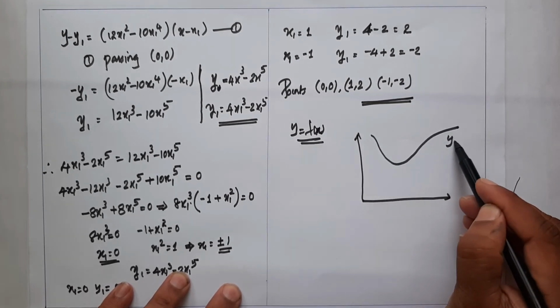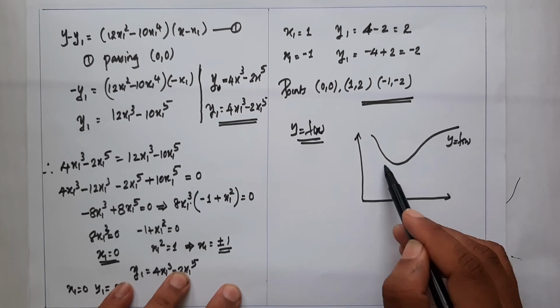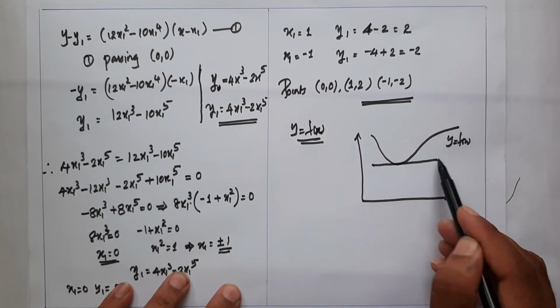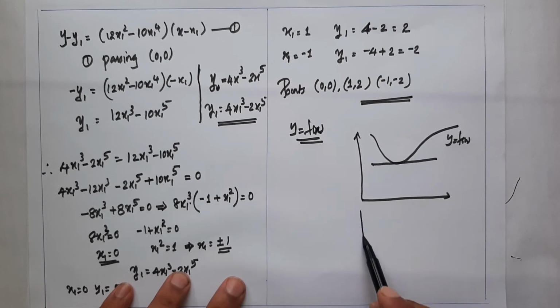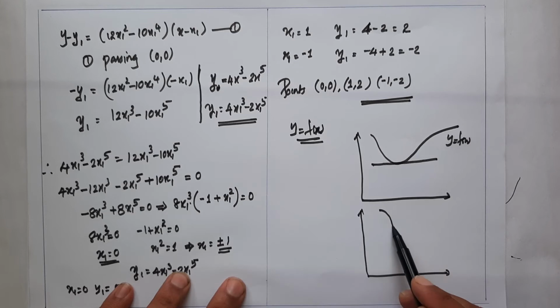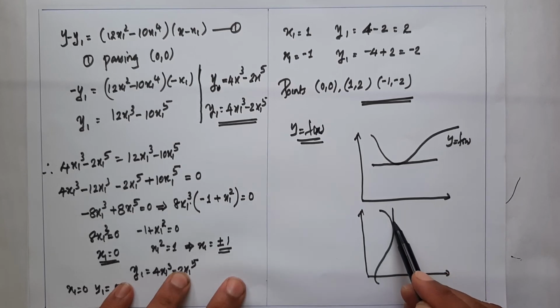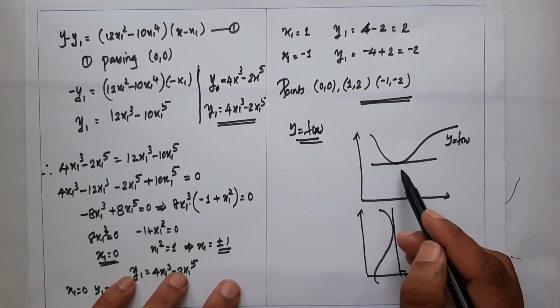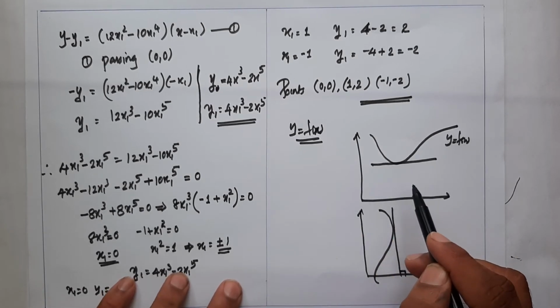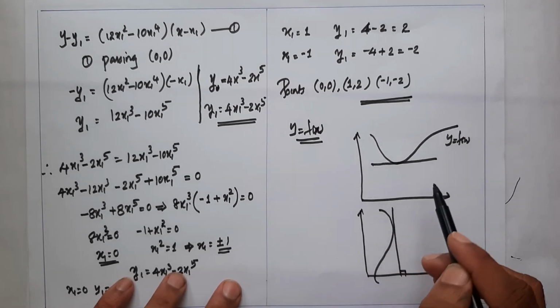Suppose the function y is equal to f of x. A tangent is formed through this point. That tangent is parallel to the x-axis. Suppose we consider another function y is equal to f of x. Suppose here the tangent is perpendicular to the x-axis. When a tangent is parallel to the x-axis, then here theta is equal to 0. That means slope m is equal to 0.